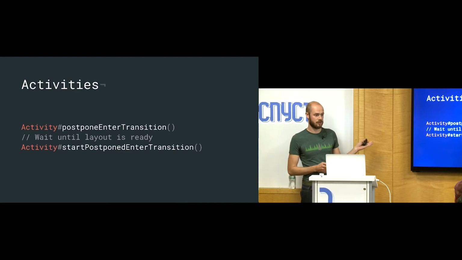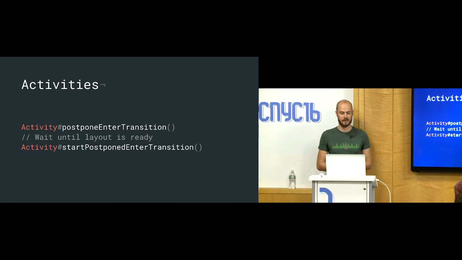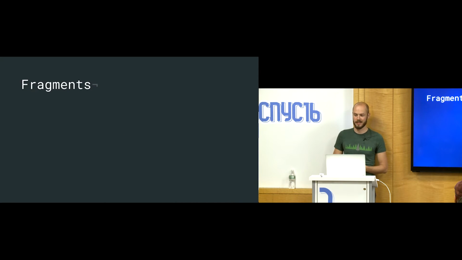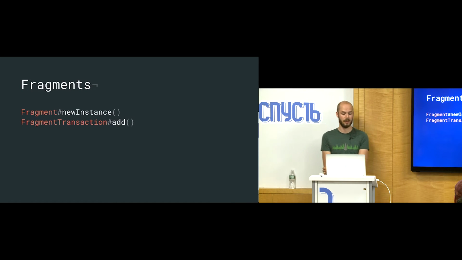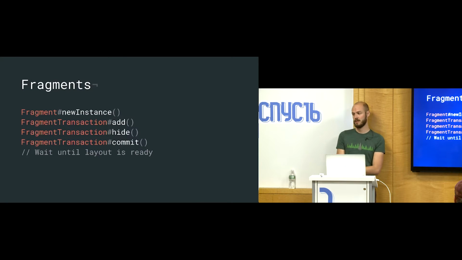But if you do that, this is straightforward, the way it works for activities. For fragments, that is a little bit different. There is no API as such that allows you to do a postpone. What you can do is you can create your fragment, add it within a fragment transaction, you hide it, you commit that, you do your layout and wait for everything to be ready, and then you show it.